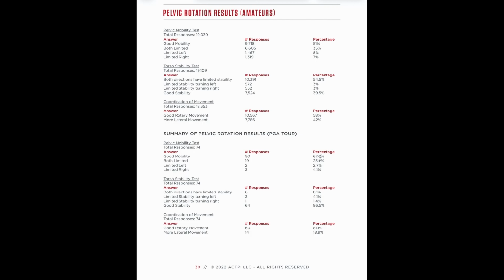67%, so a little bit better, were able to produce good mobility in the pelvic rotation, while 25% of the fails had it in both directions, and only a few had issues going left specifically or right specifically. And then again, we can look here at coordination. So 81% had good coordination. So when we stabilize them or look at them, they were able to coordinate pretty well. And then others were not, where they had lateral movement and other issues in the rotation testing. So really interesting data to take a peek at here.